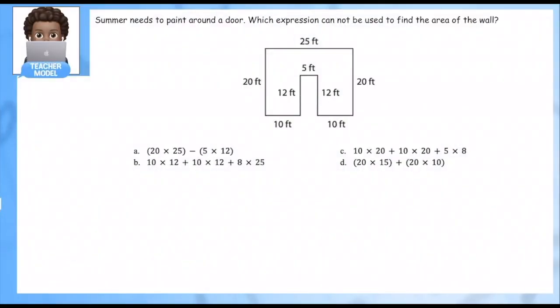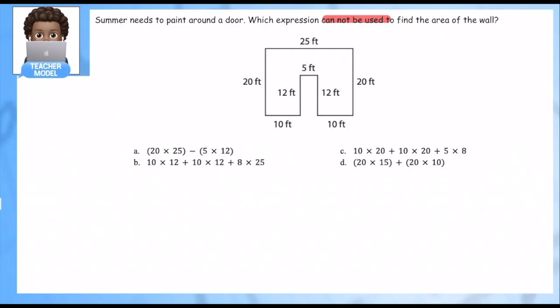Summer needs to paint around the door. Which expression could not be used to find the area of the wall? So we're going to look for one of these that cannot be used. Which one is it? For this one, I'm going to use my highlighter just so you can see each section. We're going to try each one at a time and see what it represents in the drawing.